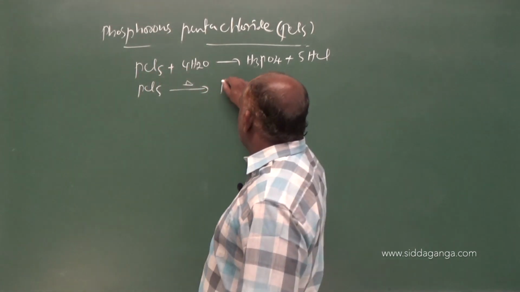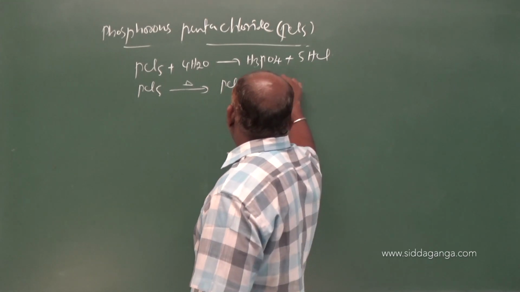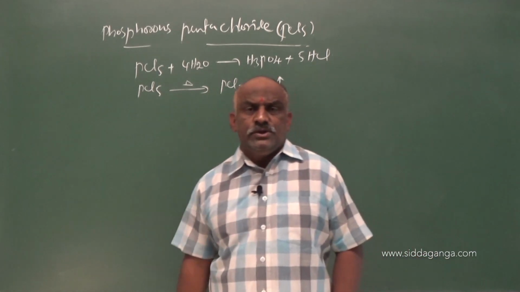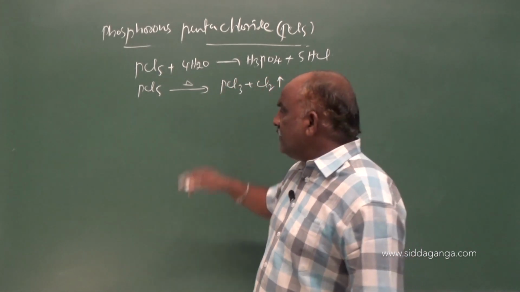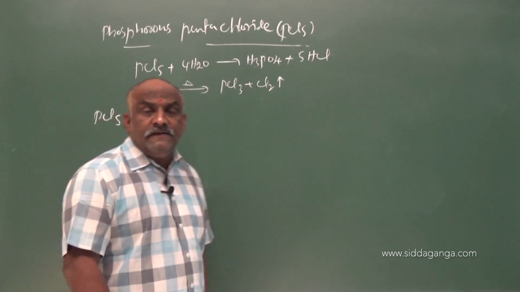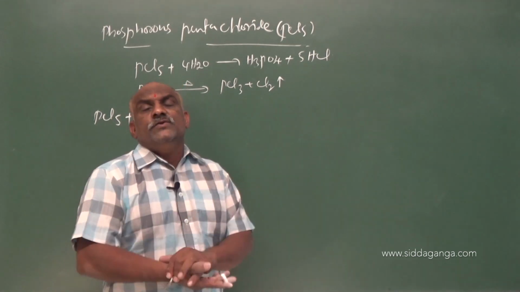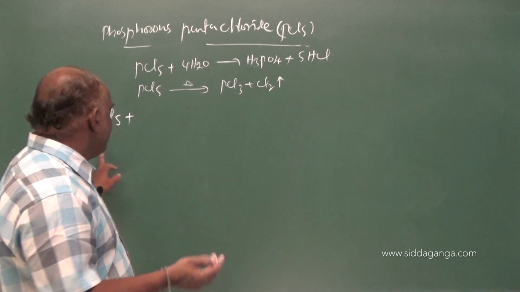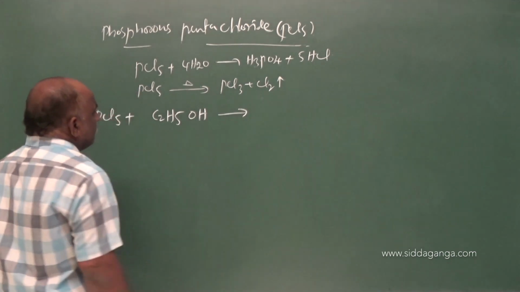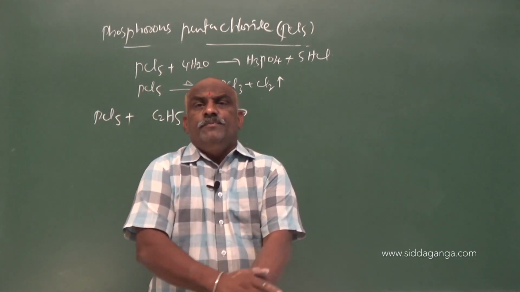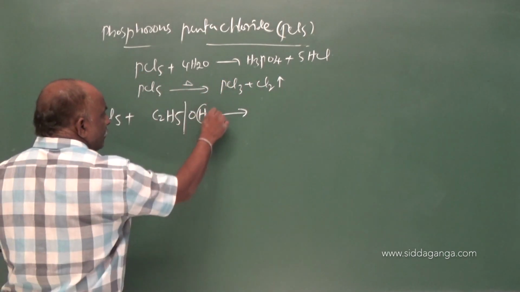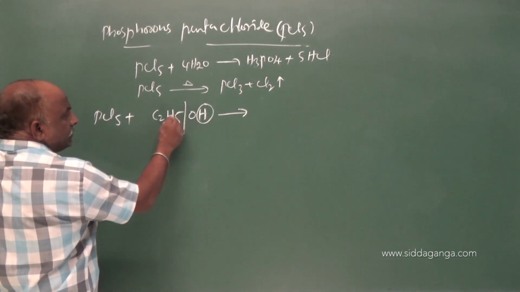On strong heating, PCl5 decomposes to PCl3 and liberates which gas? Cl2 gas. On strong heating of PCl5, it decomposes to liberate chlorine gas. And we know that PCl5 acts as a chlorinating agent, and it is used in the synthesis of many organic compounds. Many organic compounds means, as we discussed in the morning, C2H5OH plus PCl5. Already we know that break this OH, remove H and Cl, and get C2H5Cl.